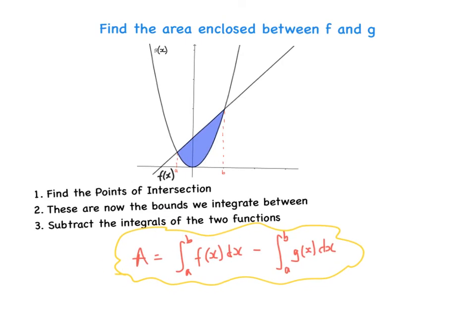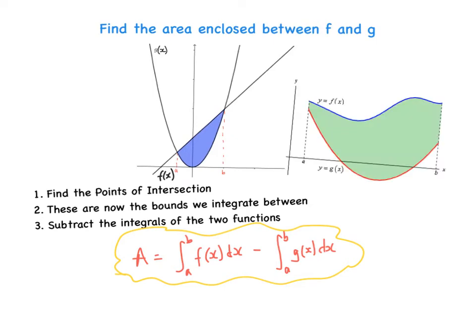This formula also works for any kind of functions where one of the functions, or both maybe, goes below the x-axis, as you can see in this diagram here. So this is the formula we will use from here on in. f of x is always the upper bound of the area, and g of x, the one that's subtracted, is always the lower bound, and the values a and b are the points of intersection.